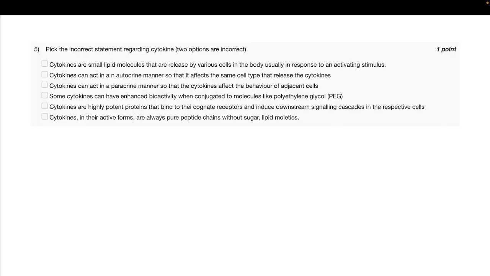Next question is, pick the incorrect statement regarding cytokines, and you have to choose two options. I'll let you guys read through the options carefully and then let me know when you're ready to answer.